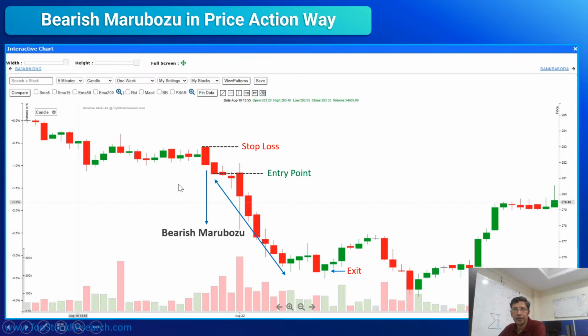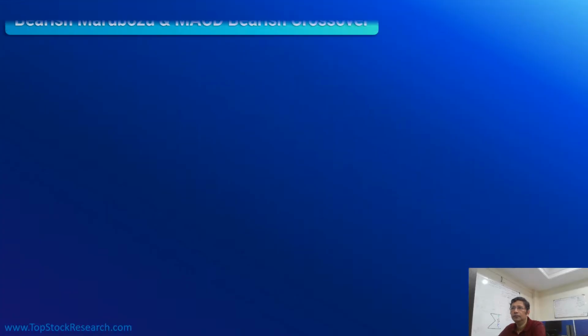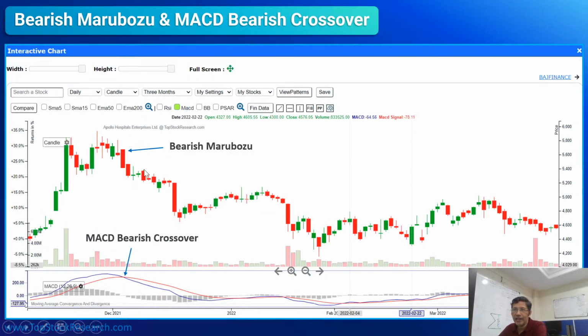Similarly, just opposite of the uptrend, there's a Marubozu in a downtrend. So I don't think much needs to be explained here. The entry point is mentioned here, stop loss is here, and then ride the downward movement, right? This is bearish, just opposite of the previous one. Similar to that, in this case, there's a Marubozu. It coincides with another powerful indicator, the MACD indicator, moving average convergence divergence. So it's a bearish signal out here. So that should give you better confidence.